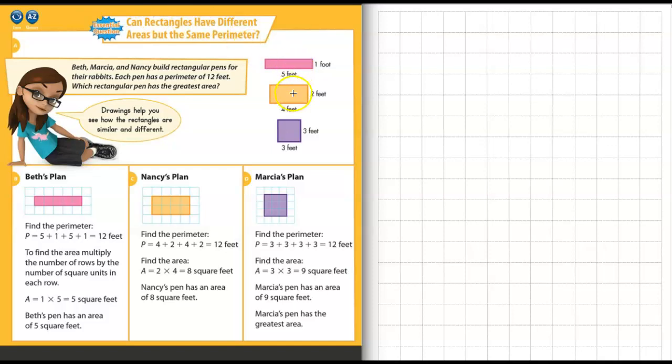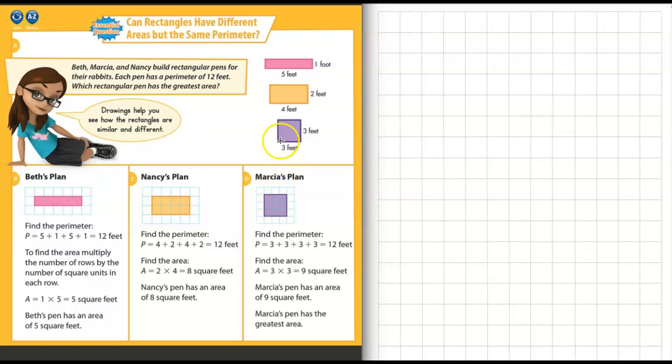So if I look at these three rectangles, I see the first one is 5 feet by 1 foot, so that the perimeter would be 5 plus 1 plus 5 plus 1, which is 12 feet. And then Nancy's plan is 4 feet by 2 feet. So 4 plus 2 plus 4 plus 2 is also 12 feet.